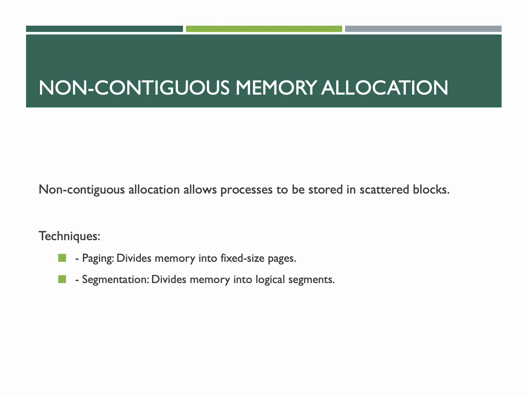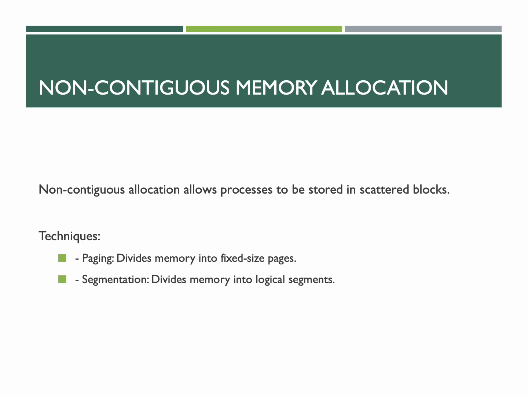First is paging. Paging divides memory into fixed size pages. Each process is split into blocks called pages, which are then loaded into available memory frames. Since pages can be stored in non-adjacent frames, it helps avoid fragmentation issues that occur in contiguous allocation.